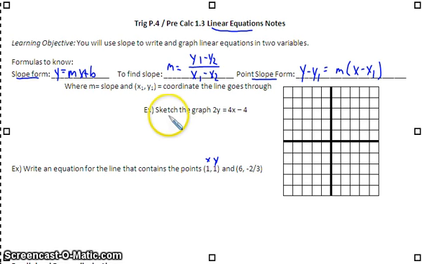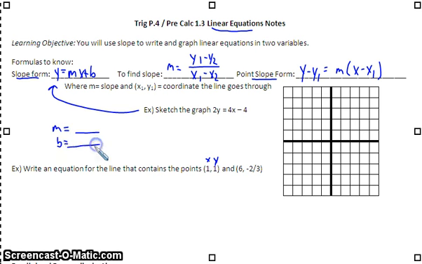Okay, so if I'm going to graph an equation, the easiest form to graph is slope-intercept form. Slope-intercept form gives you, just like it says, the slope and the y-intercept, the m and the b. And that's what you want to pull out of your equation to be able to graph it on the coordinate plane. So in other words, you have to solve it for y.